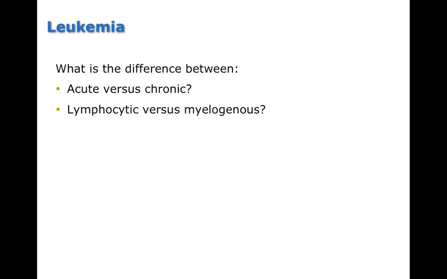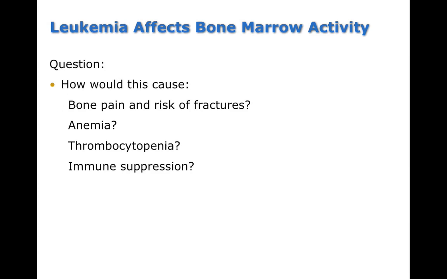platelet count as well. Now, if they're lymphocytic versus myelogenous, lymphocytic leukemia would involve stem cells of the lymphocyte origin, the lymphoid stem cell line. And if they're myelogenous, then it's going to involve cells of the myeloid stem cell line. So what's interesting is that leukemia affects bone marrow activity.